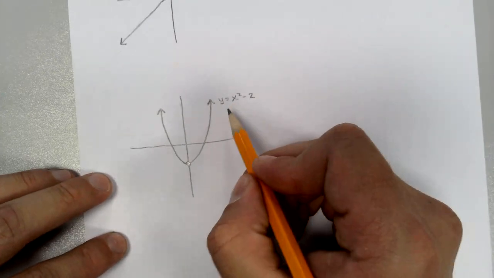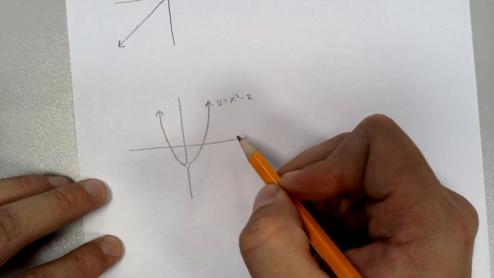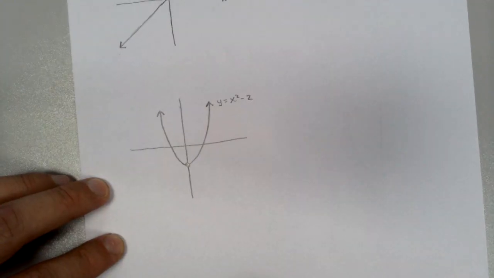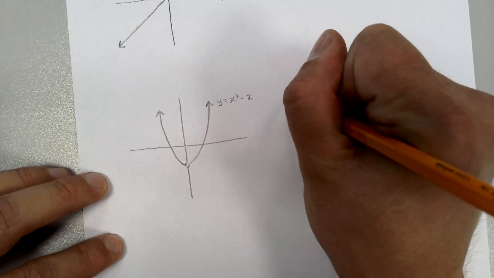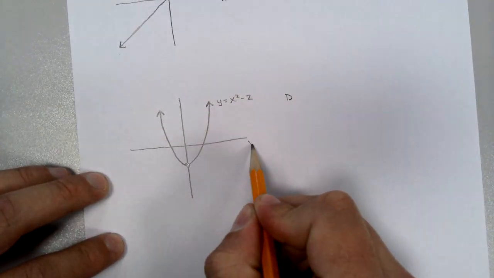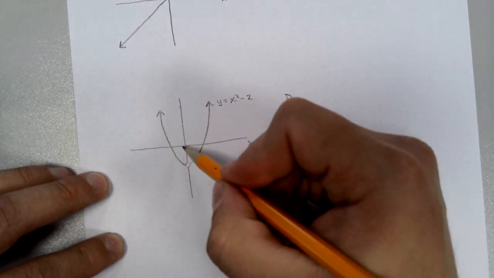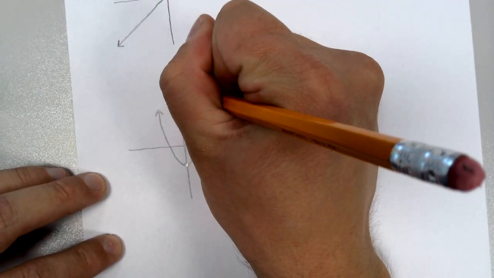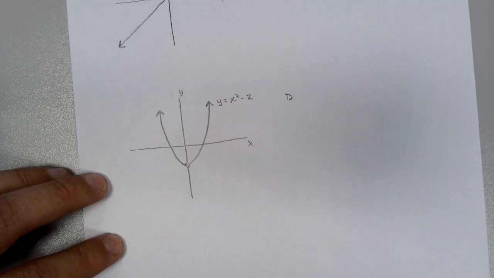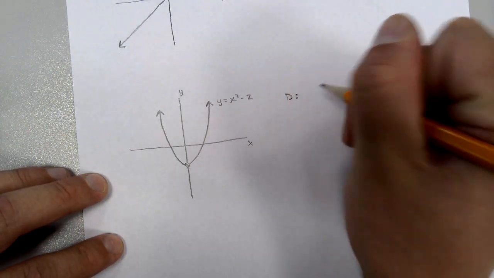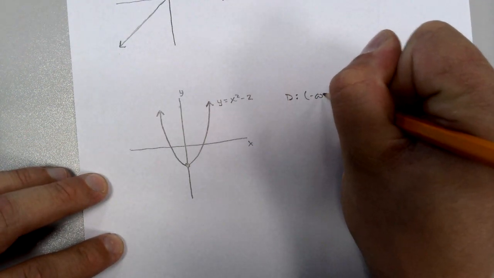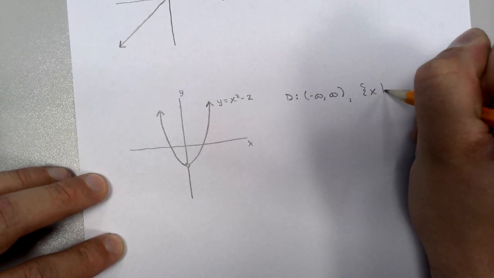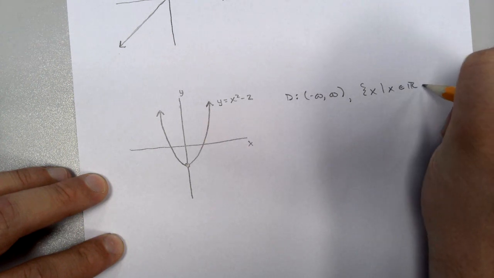So here we have the function y equals x squared minus 2. So it's a parabola that shifted down 2 units. Here, for every value of x from negative infinity to positive infinity, it's going to have some output. So there's no restrictions on what you could put into this function. So our domain is all real numbers. And again, in set notation, you can write that the values of x such that x is an element of the real numbers.